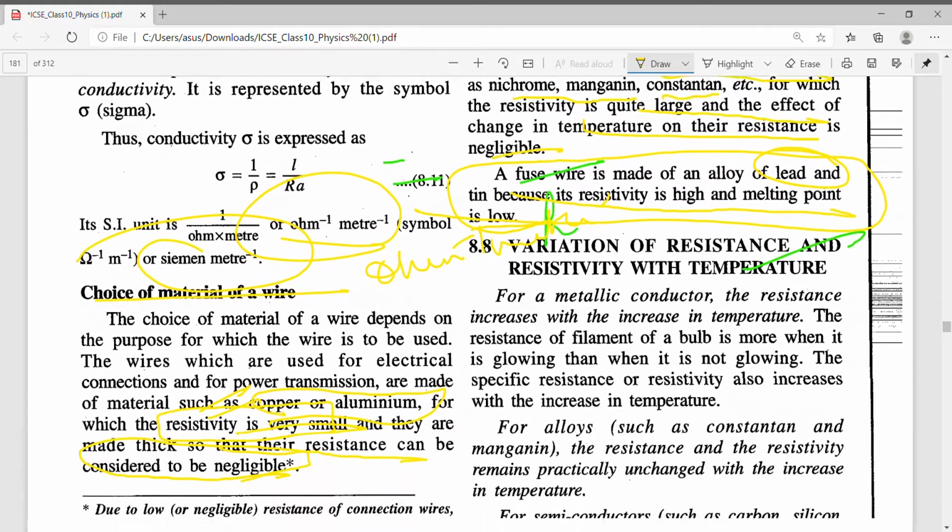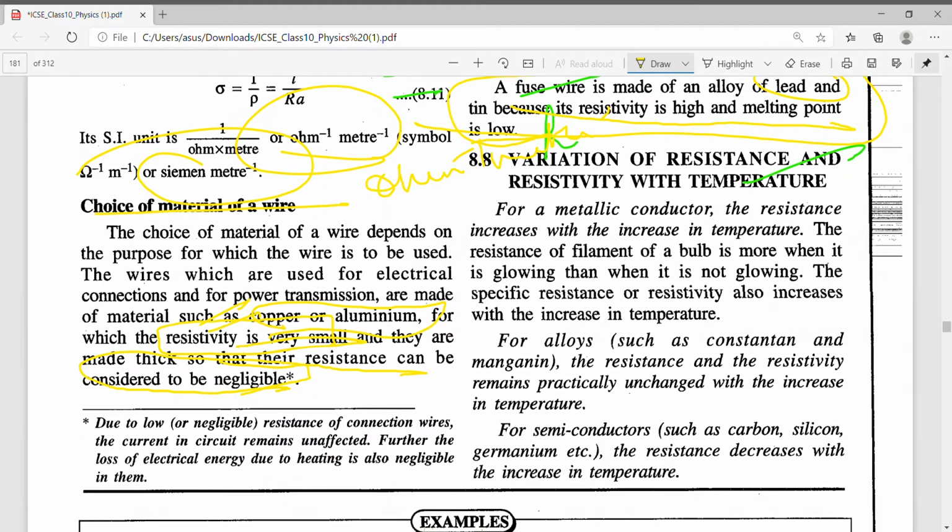So, variation of resistance and resistivity with temperature. For a metallic conductor, the resistance increases with an increase in temperature. We know that for a metallic conductor, the higher the temperature, the more the resistance increases. So the resistance of a filament of a bulb is more when it is glowing than when it is not glowing. I know the higher the temperature, the more the bulb heats up when it is glowing, so the resistance is also higher.